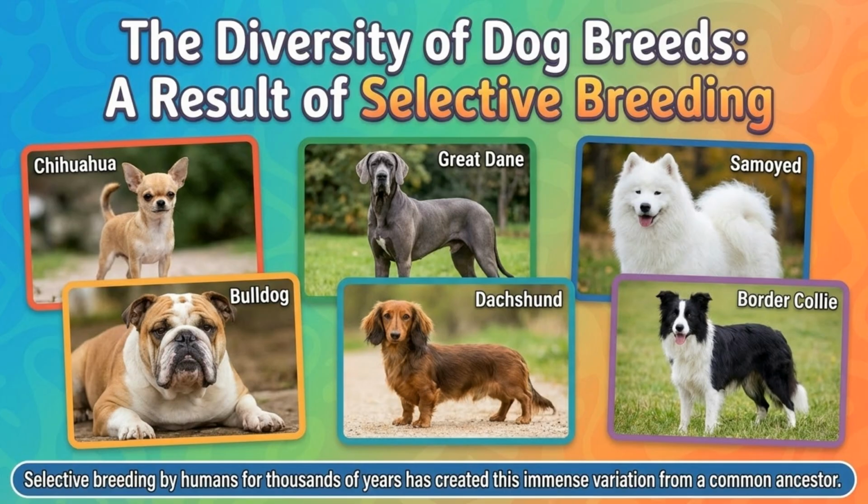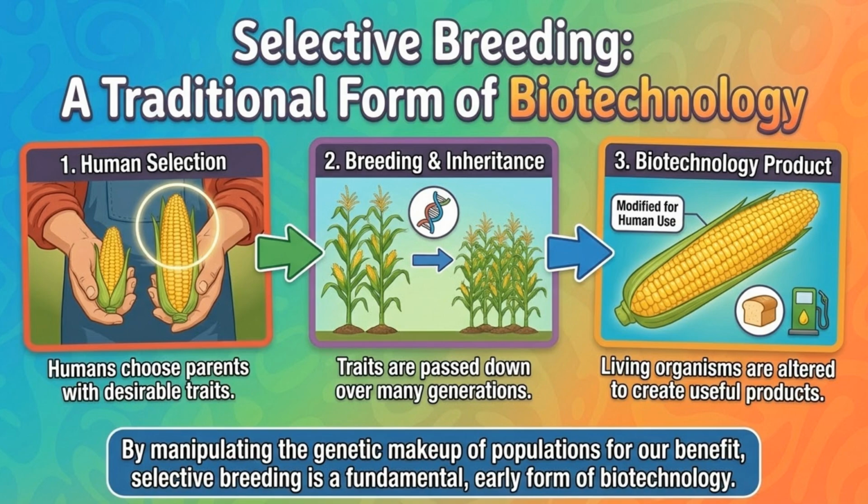The immense variation in dog breeds, like the Chihuahua, Great Dane, and Bulldog, is a result of thousands of years of selective breeding by humans from a common ancestor. Selective breeding is considered a traditional form of biotechnology. It involves human selection, inheritance of traits over generations, and the creation of a useful product, such as modern corn.